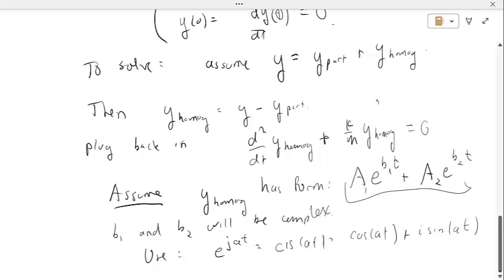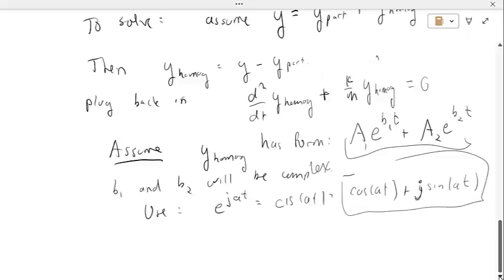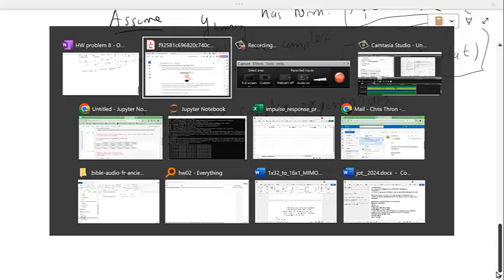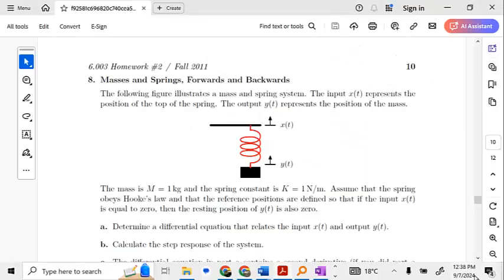Actually, I used an i here, I'll use a j there. Okay, so you'll substitute this for your complex exponential, and that should give you a solution. All right, let's see if there's any more to the problem. So that's the step response.